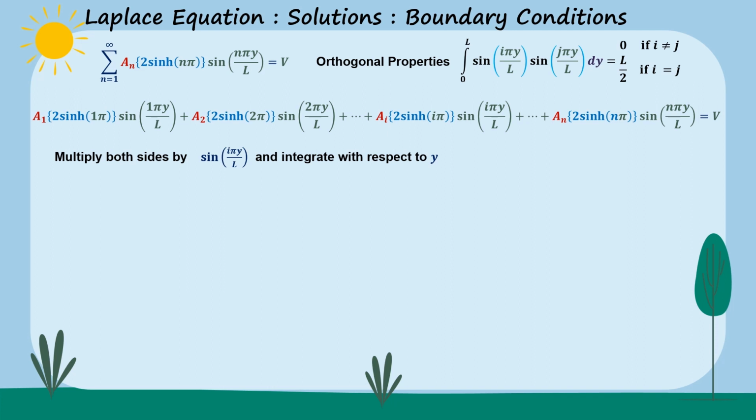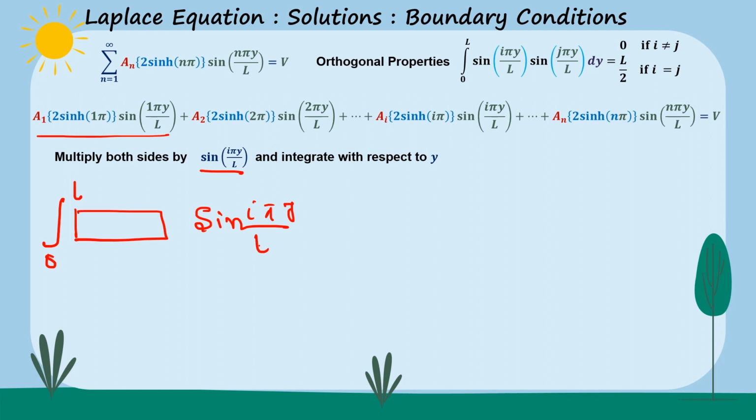Now see that here I am multiplying by sine(iπy/L). So basically we are integrating from 0 to L whatever is in this expression, multiplied by sine(iπy/L). Let's concentrate on this term. We have jπy here, and here we have iπ. When i and j are different, it's 0. So this term will be omitted as we multiply and perform the integration, it will be 0.